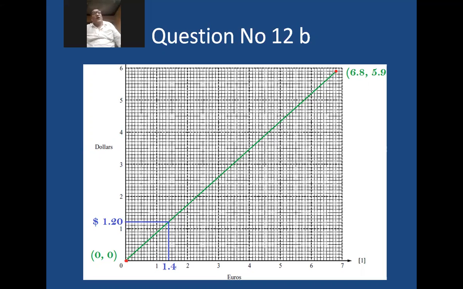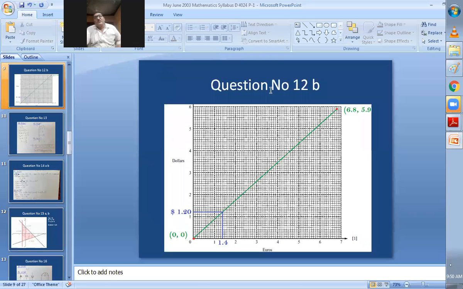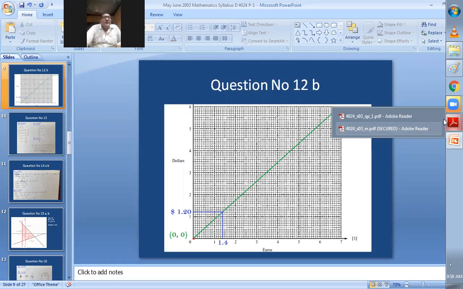euros. So I hope that you have understood that I have only 2 points, 0,0 and 6.8, 5.9, and I plotted those 2 points and then joined them with a straight line and I got this graph which can convert dollars into euros, euros into dollars. And then by using this, I have found the price of the mineral water in euros. So hopefully you have understood this question. That was question number 12B part.